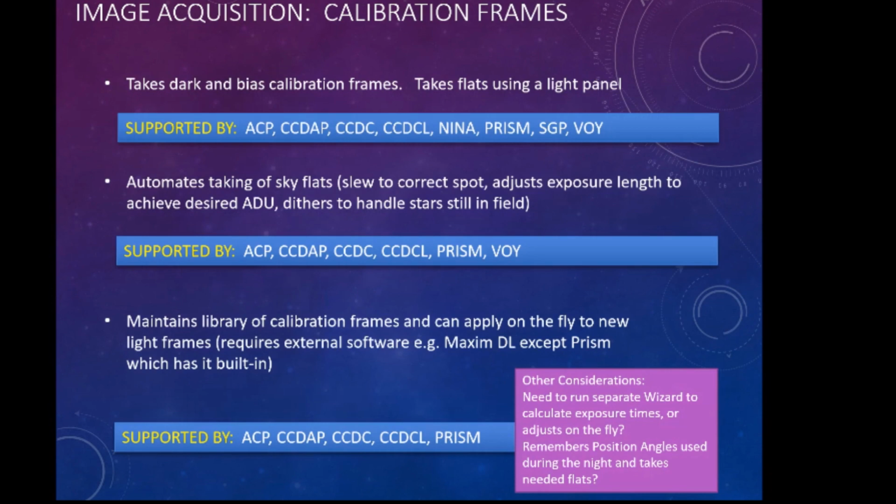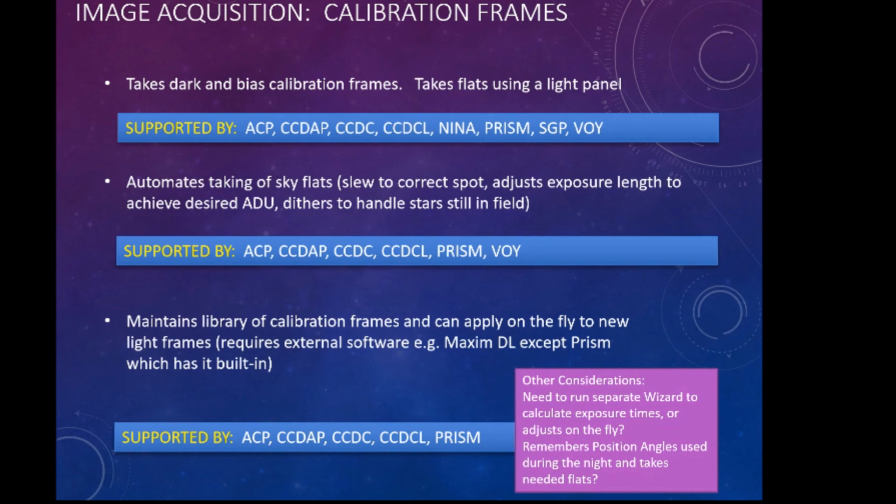Calibration frames. So in addition to taking the light frames, we need to take dark and bias frames. Usually you don't take those very often, but all of these products will take dark and bias frames, and they will all take flats using a light panel. Some of them will also automate taking sky flats, which is a nice capability, especially if you're portable or you're at a remote site and you don't want to hassle with a flat panel.